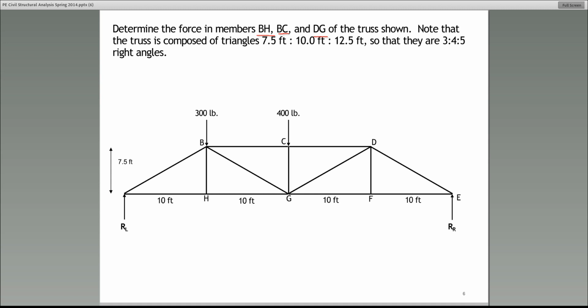We are also given the geometry of the truss. We know the dimensions of the various members. So tell me something. What are the methods that you learned in school about analyzing a truss? There were two methods. Who could remember?